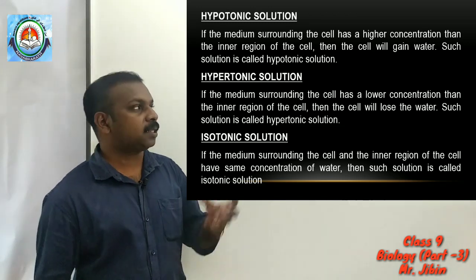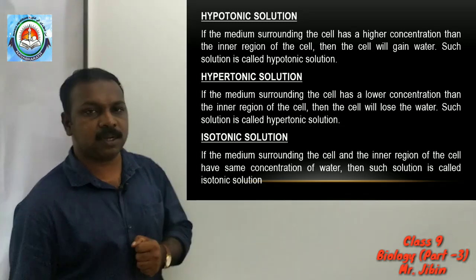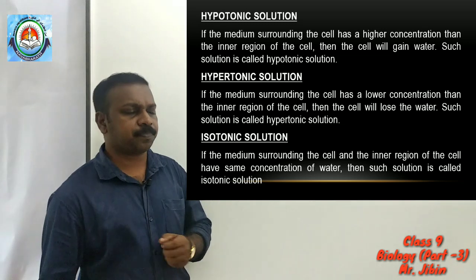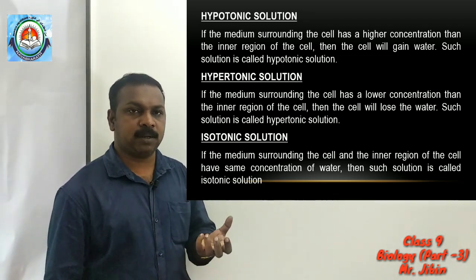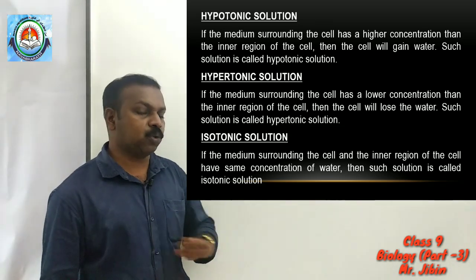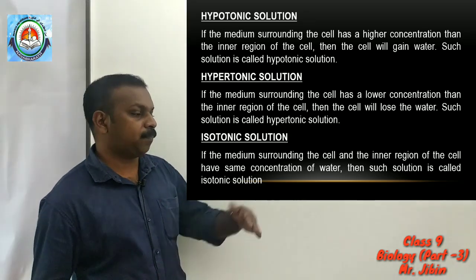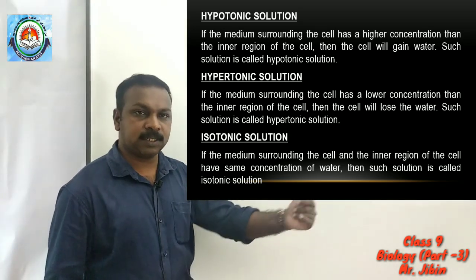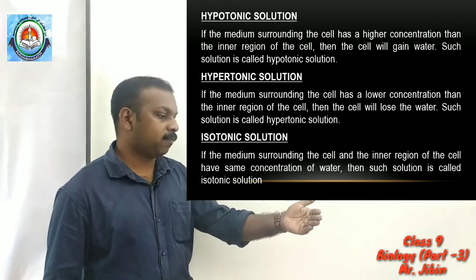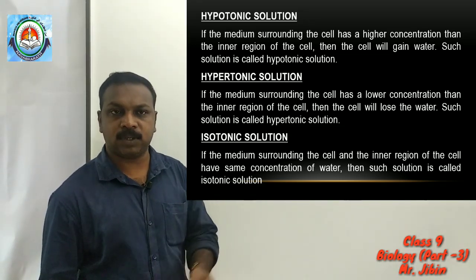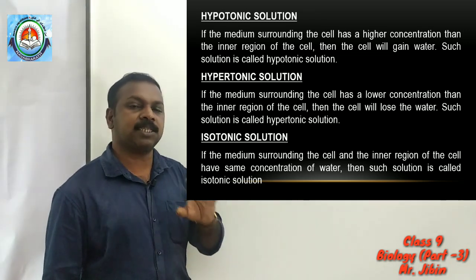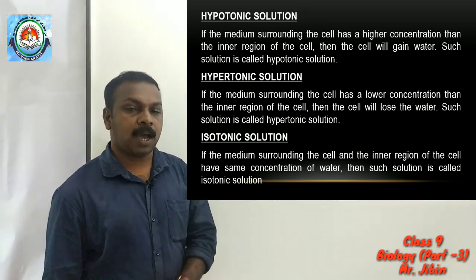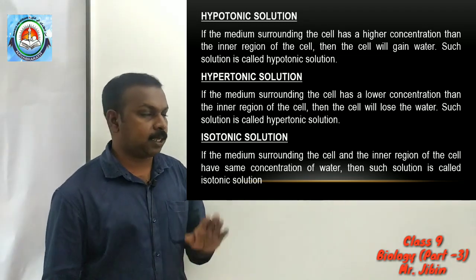Okay. Now the third one, isotonic solution. Isotonic solution means simply if we keep a plant cell in a solution and nothing happens, meaning there is no movement of substances from the outer region to the inner region of the cell, or from the inner region of the cell to the outer or external medium, then there is no movement. Such a solution we call an isotonic solution. I think it is clear to you.